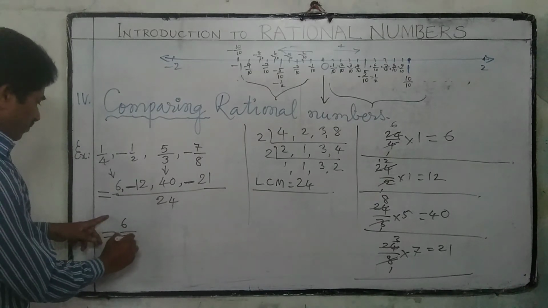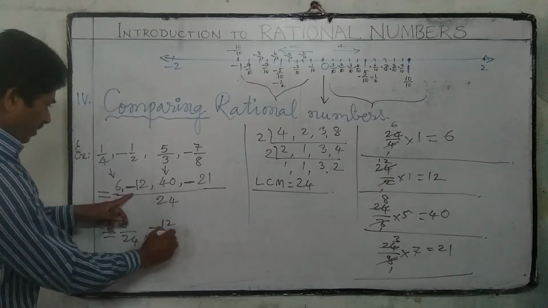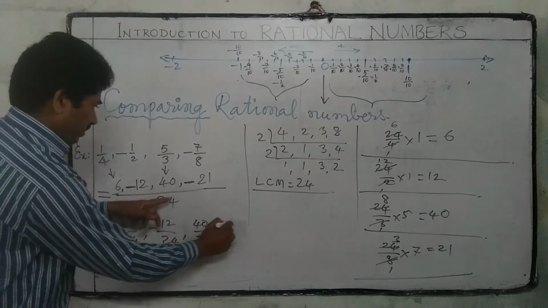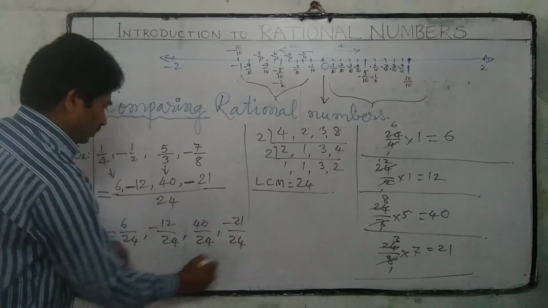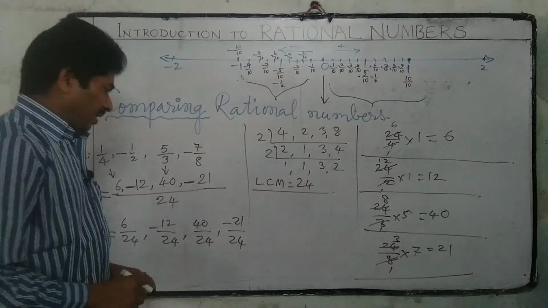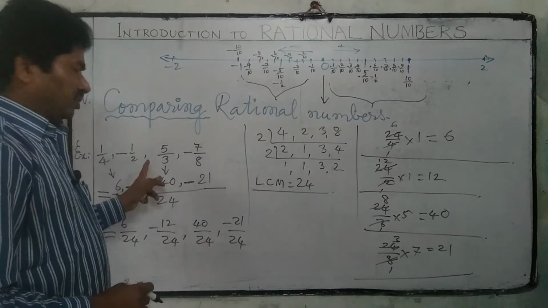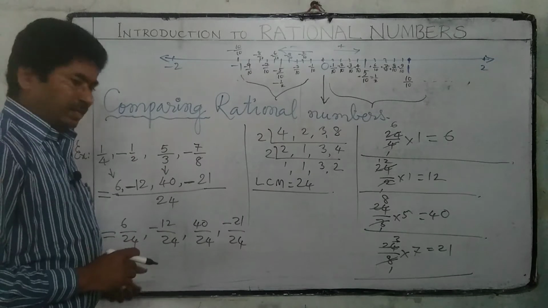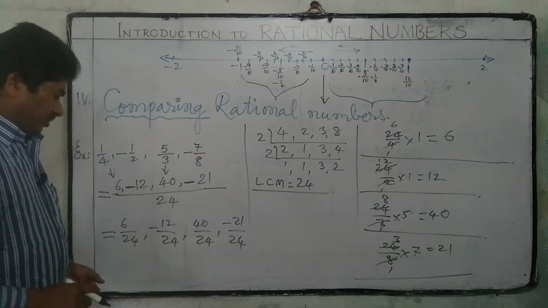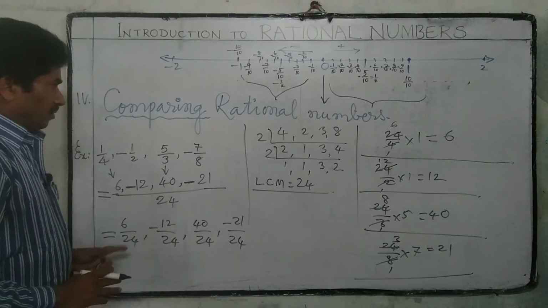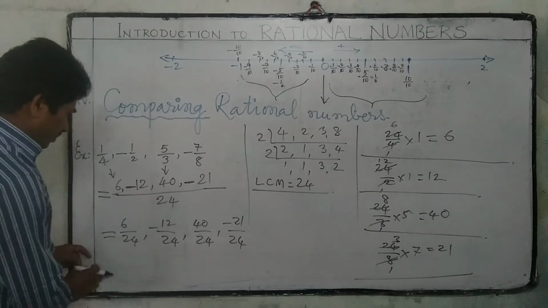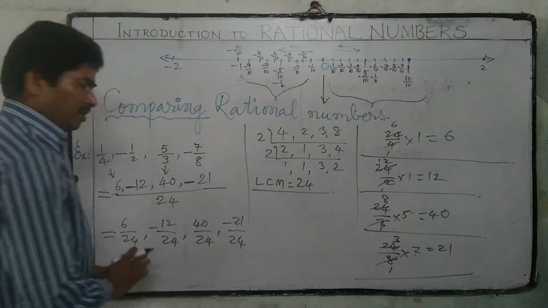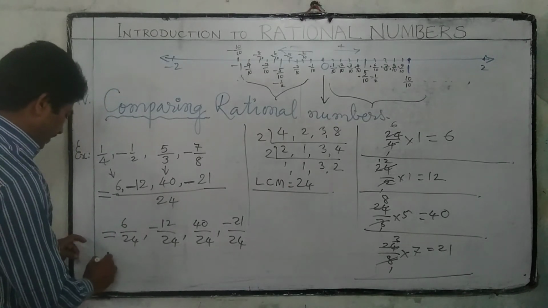6 by 24, minus 12 by 24, 40 by 24, minus 21 by 24. So we made the given fractions into like fractions. Now we can compare these fractions easily. So we can write which is largest, which is smallest, or we can arrange them in ascending order.